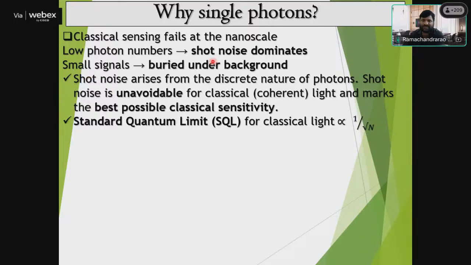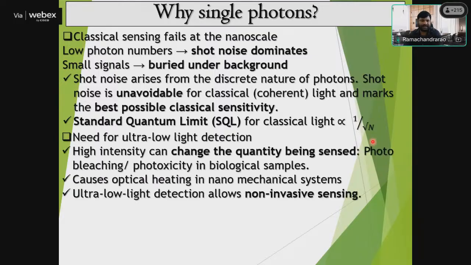So this shot noise, this dominance, arises from the discrete nature of photons, which we already learned. So it is unavoidable in classical. It's always there. If you use classical coherent light, which is laser light, then that is always there. Then there is something called the standard quantum limit for classical light, which is proportional to 1 over square root of n, where n is the number of photons. So if the number of photons varies, then your limit will vary. These are the issues in the classical regime.